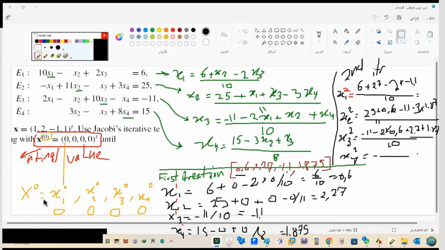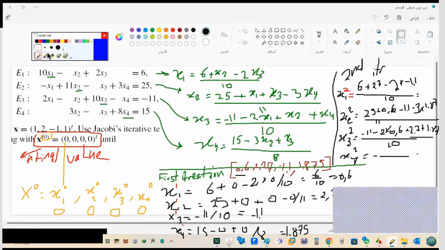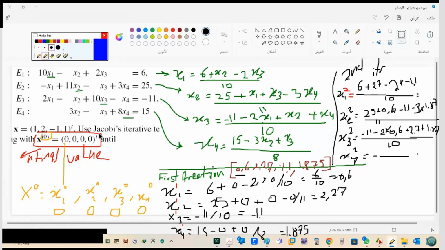Okay. This is for which method? It's called the Jacobi method. So this is for the Jacobi method. Jacobi said you have to solve to get the new values, for example here 0.6, 0.2, 0.7, 1.1 and minus 1.875. Then don't use them. Wait for the second iteration, as you see here, then use them. Here is the trick. Here I have this value, then in the second iteration I use it, then I will get another block.